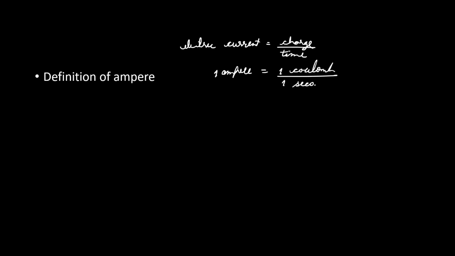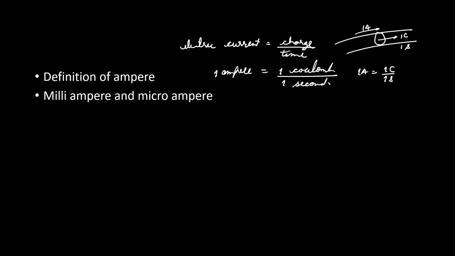Here we have the definition of 1 ampere. In the previous slide, I told you that electric current is equal to charge upon time, and electric current is measured in ampere. So 1 ampere is 1 coulomb upon 1 second. This is how you define 1 ampere. In a wire, through a cross section, if 1 coulomb of charge flows in 1 second, the current in the wire is said to be 1 ampere. So that is the definition of 1 ampere.